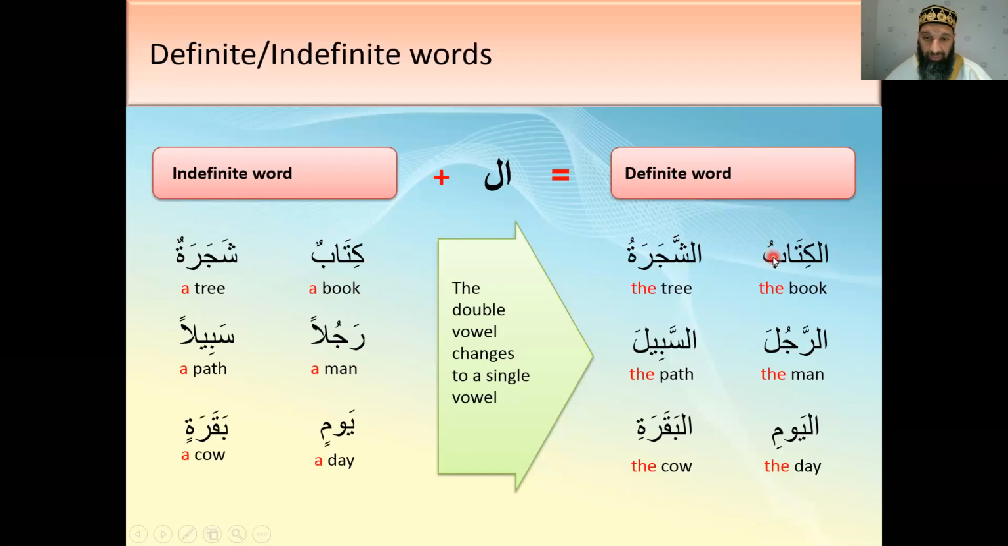People know what you're talking about, but people know that you've written it wrong. You don't understand a rule of Arabic. So when al is added, a dhamma becomes single. The ending here becomes single too. The doubles just become single. So in the Quran you'll see ذَلِكَ الْكِتَابُ لَا رَيْبَ فِيهِ, ذَلِكَ الْكِتَابُ, because the al is there, right? So al makes it the, and without the al, the meaning of the word is a.